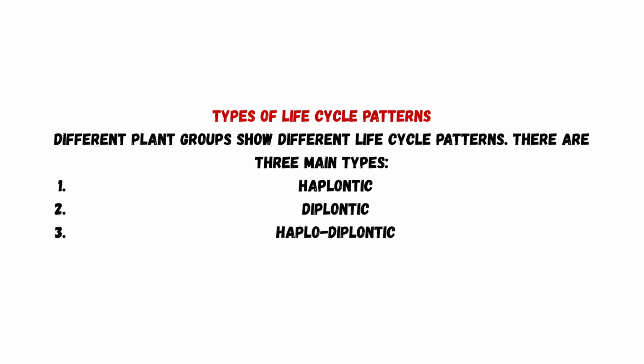Now let us understand the types of life cycle patterns. Different plant groups show different life cycle patterns. There are three main types: haplontic, diplontic, and haplodiplontic. Let us understand each one clearly.